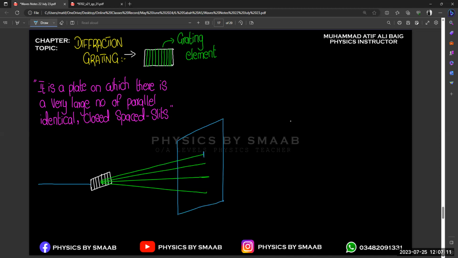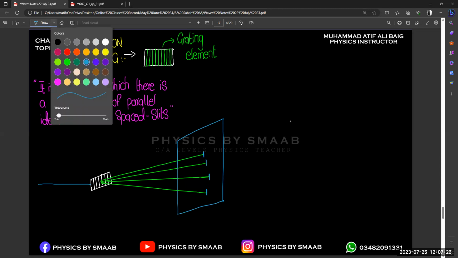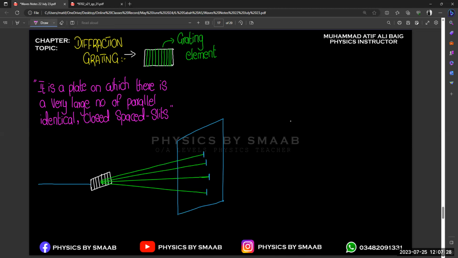So these are the fringes we are getting on the screen. When there is light on the screen, that gives you the concept of bright fringes, and when there is no light on the screen, that part shows you dark fringes. In this diagram, this part shows you dark fringes, and these green lines show you bright fringes.